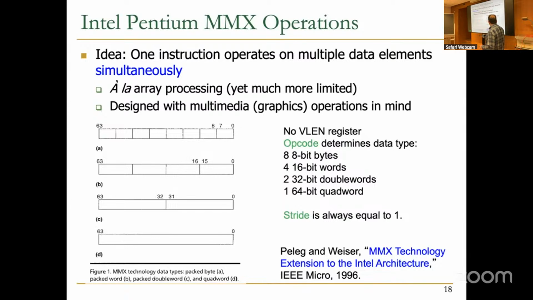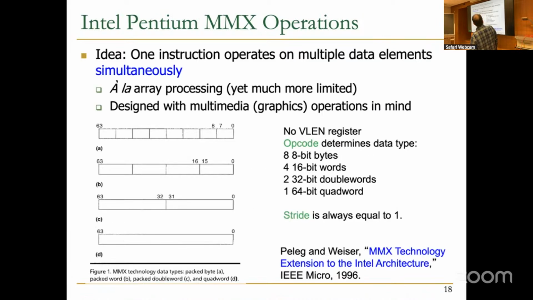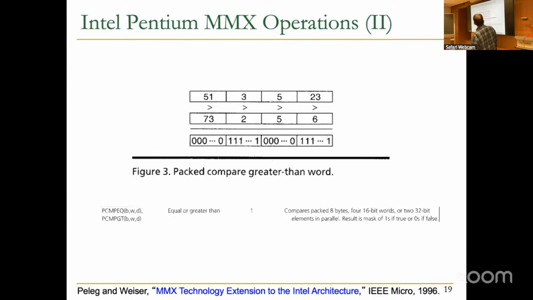Okay, and you can learn more about this ISA from this paper. Here is an example of this ISA that they call packed compare greater than word. This is the way of showing this instruction. You can see the packed compare equal or greater than. And so in this example, we are showing that, for example, you are having 4 elements of 16 bits, and then you can do this operation.